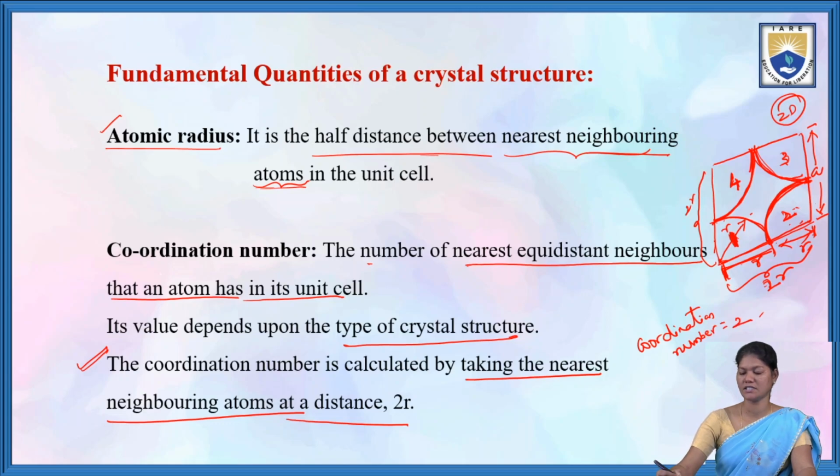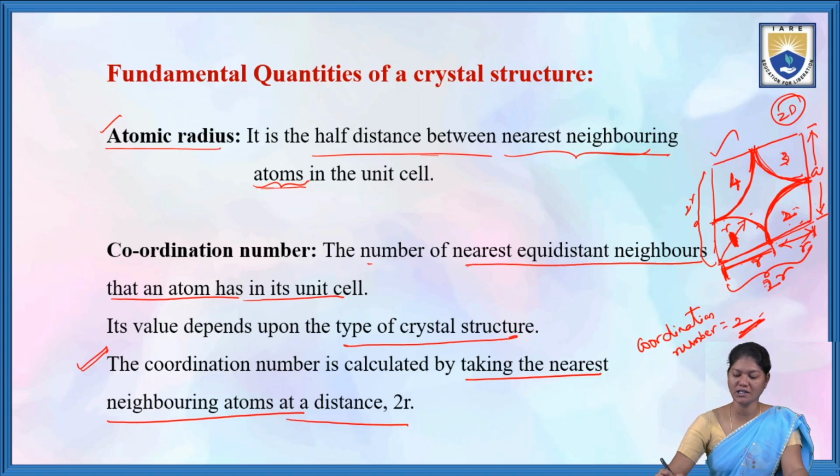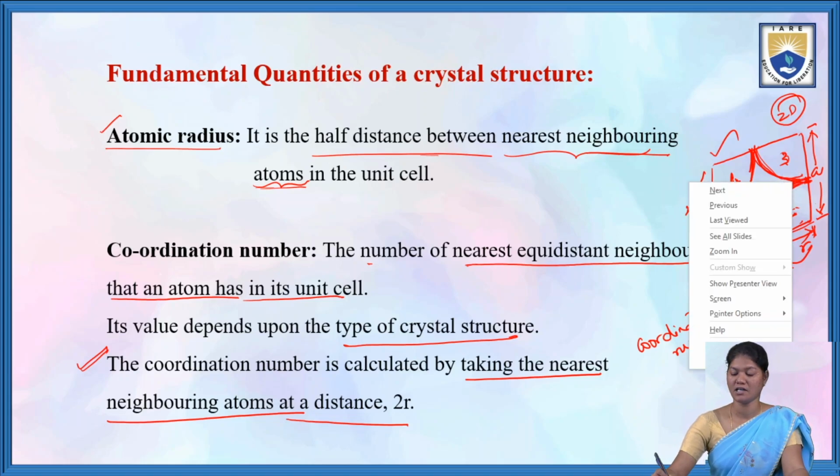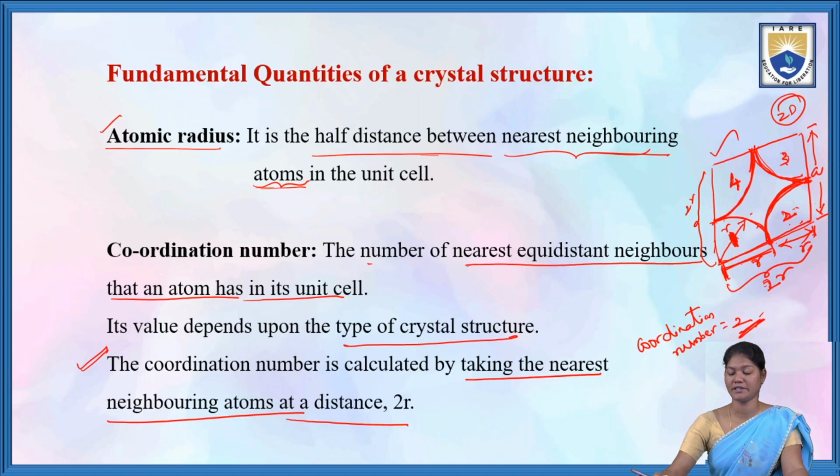So in this case, the nearest equidistant neighbors of the atom is 2. That is, the coordination number is 2. Okay. So why couldn't we take the third atom as a nearest neighboring atom?